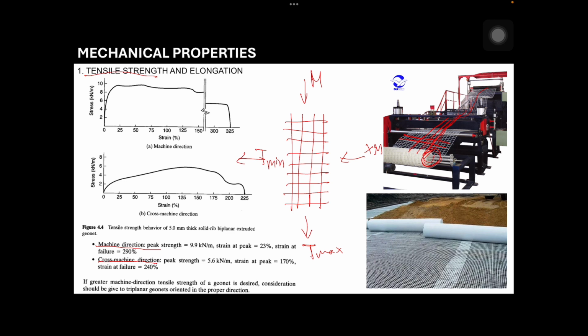So, how does this help in using geonets? Though that tensile strength isn't used, when you lay your geonet, it is better to lay it along the machine direction. Like this, lay it this way, because the drainage flow is most likely along this direction. This direction is stronger because it is the machine direction. So, better to use the machine direction along the flow so that it is stronger there.